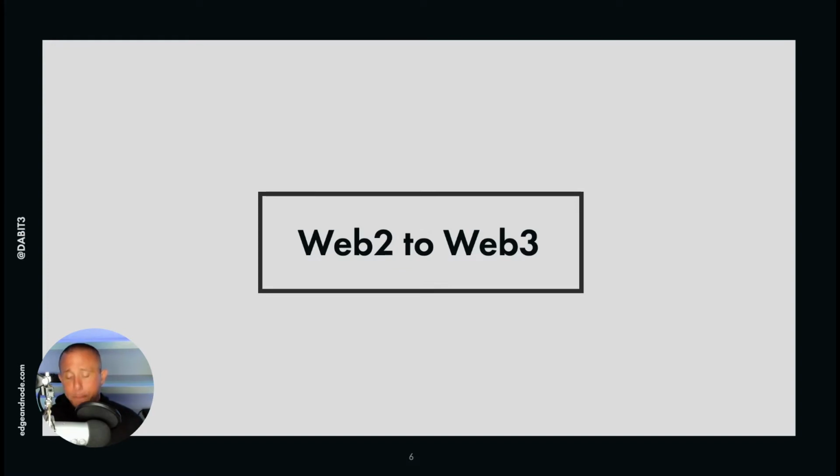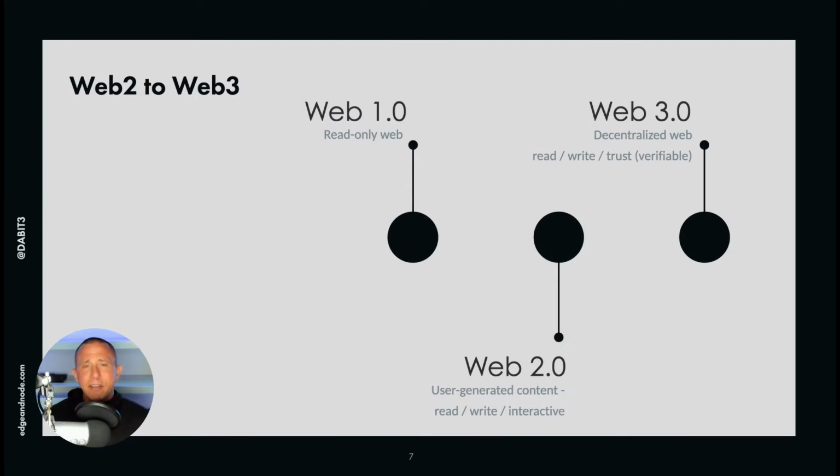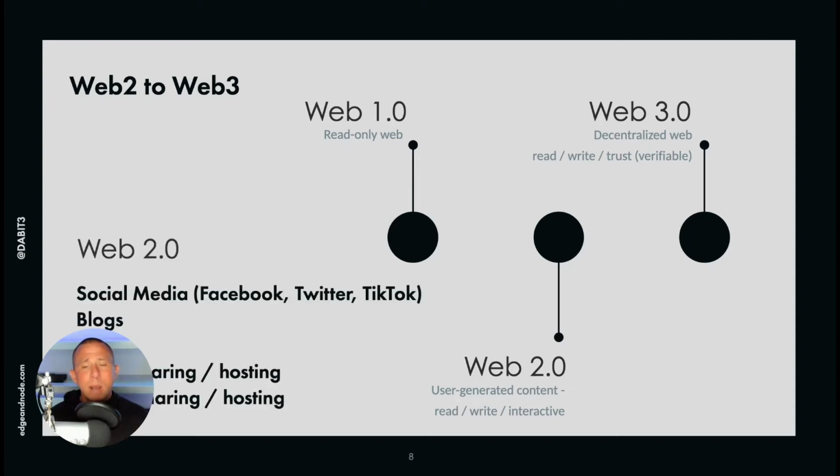With that being said, let's talk about Web 2 and Web 3 and what each of these things means. I think there's an evolution between what we had in the past and what we're headed towards in the future. A lot of people talk about these things in the sense of Web 1, Web 2, and Web 3. We're currently experiencing Web 2.0. Web 2.0 is the user-generated content, read-write interactive version of the web.